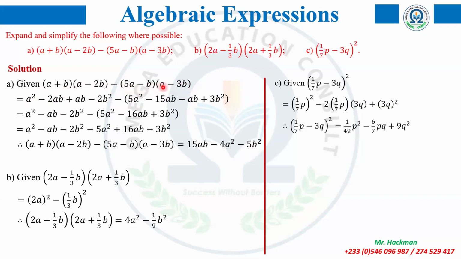So it will be 5a times a, which will give us 5a squared. 5a times minus 3b, which will give us minus 15ab. Then you come and do minus b times a, which will give us minus ab. Minus b times minus 3b, and that will give us plus 3b squared. Still, your bracket is there.